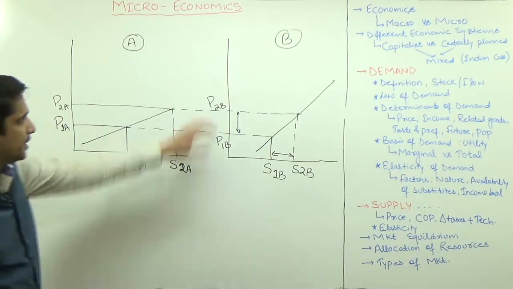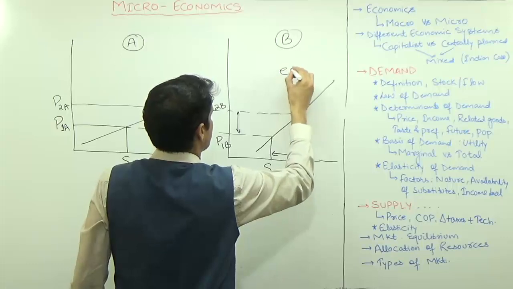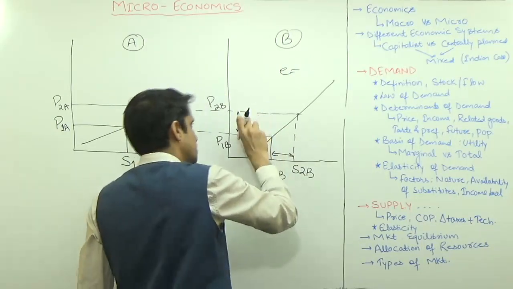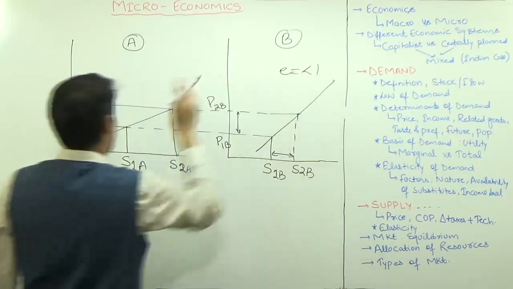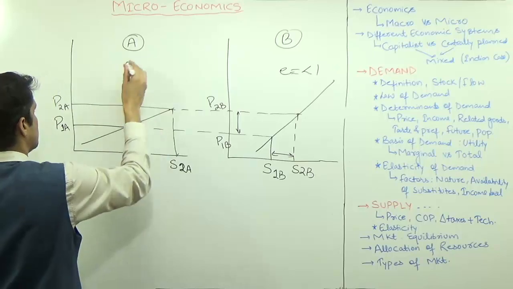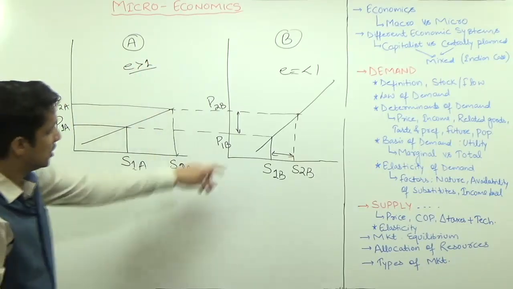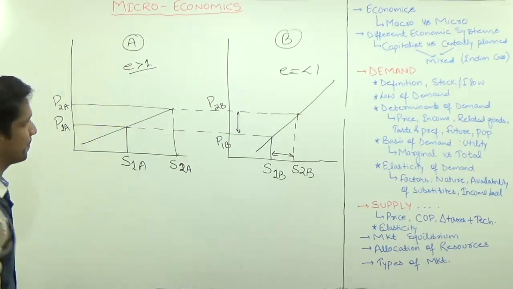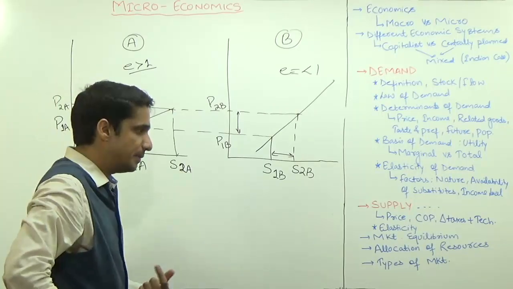So commodity B, here E will be, in case of E equals percentage change in supply upon percentage change in price. So this is less, this is more, E is less than 1. In this case, this is more, this is less, E will be more than 1. So this commodity B is inelastic and commodity A is elastic. So this is what the elasticity of supply means.